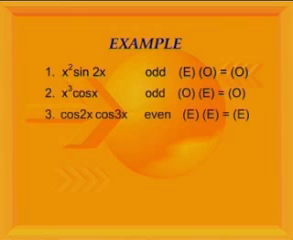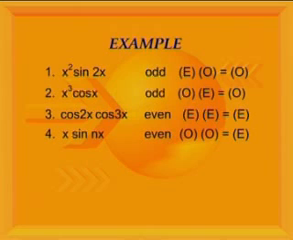Third, cosine 2x into cosine 3x. Definitely both functions are even, and even into even is even, so the result is even. Fourth, x into sine nx. x is an odd function and sine of nx is also an odd function, so that is odd into odd, which is even, so the result is even.